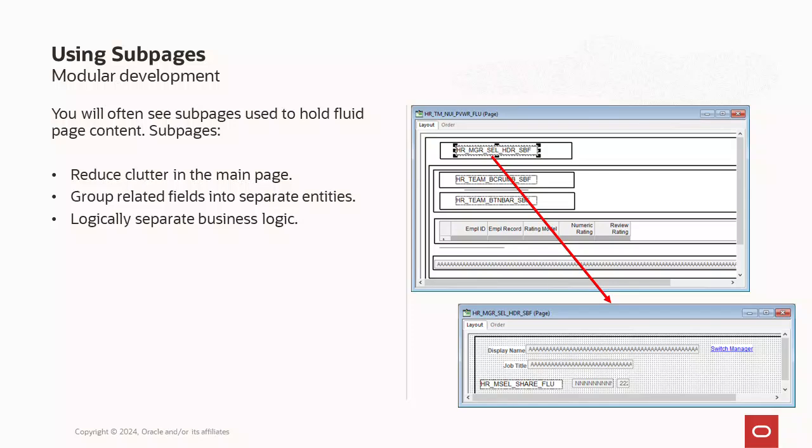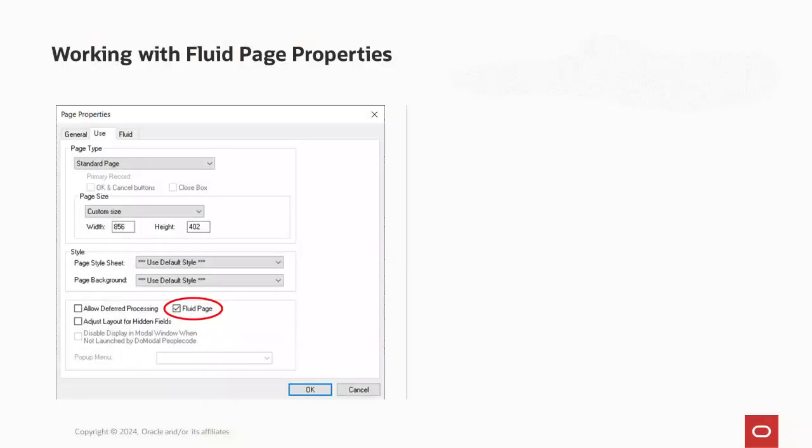A group box must be used to enclose an embedded subpage on the main page. And the subpage itself must start with a group box as with other fluid page definitions. This is in order to maintain proper group box content boundaries. Let's take a look at the page properties you need to consider for fluid pages. These are found on the Use tab and the Fluid tab of the Page Properties dialog box. We will work more with these settings later in this video, but let's briefly describe them now.